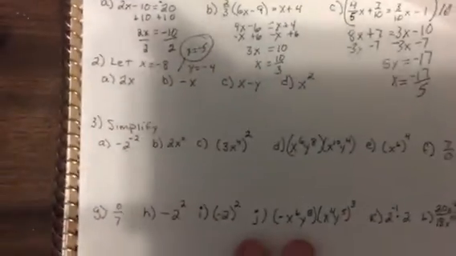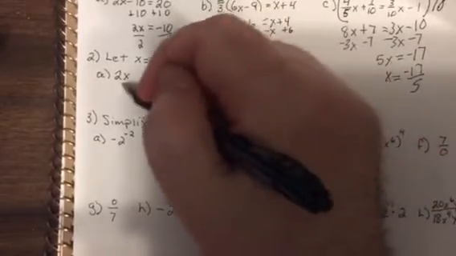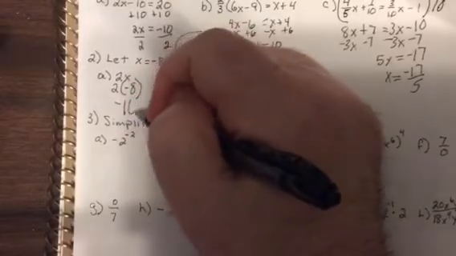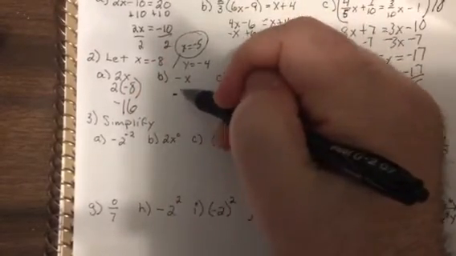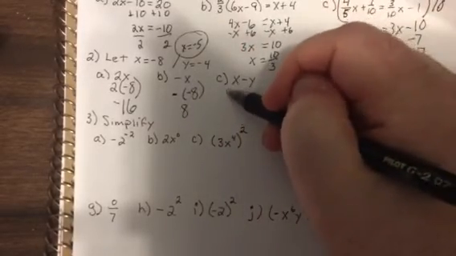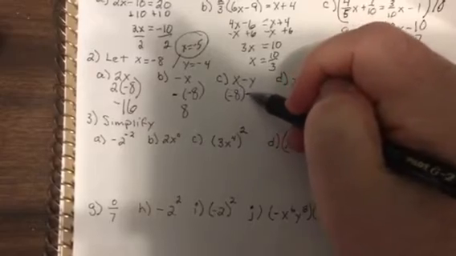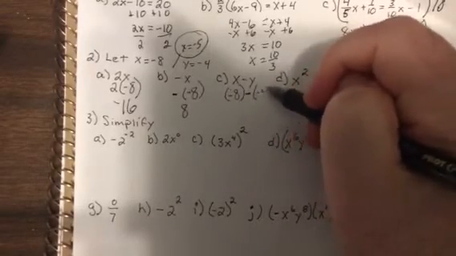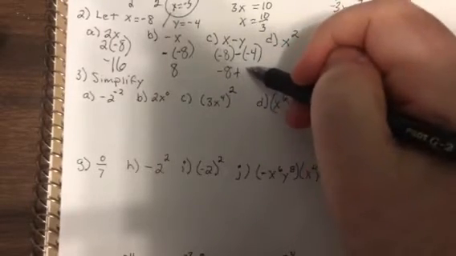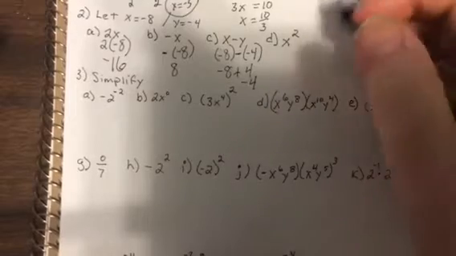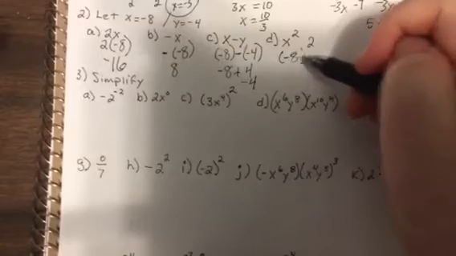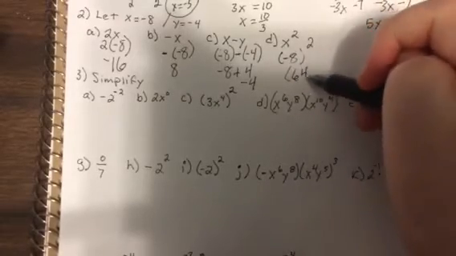Okay. Now we're replacing a variable by a number, so I'm going to use parentheses. So 2 times -8, that's -16. The opposite of -8 is 8. Now notice parentheses minus the -4. So that would be -8 plus 4, which is -4. Then we're going to square -8, which is 64.